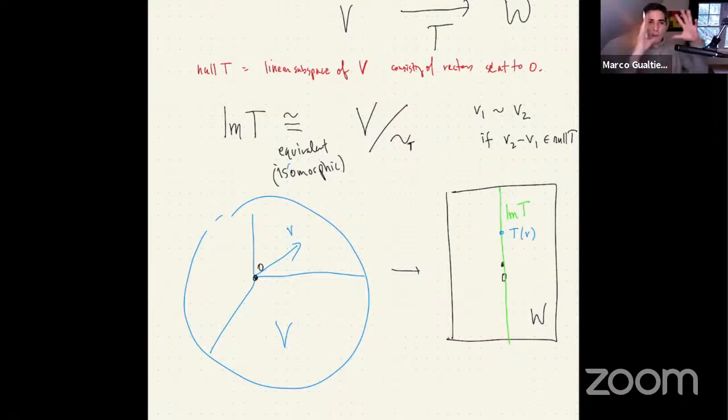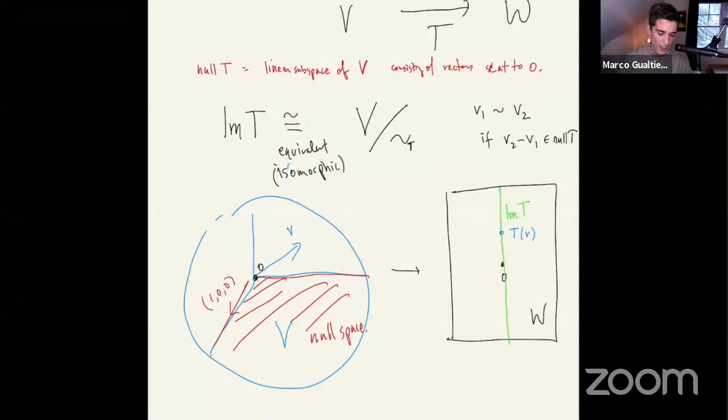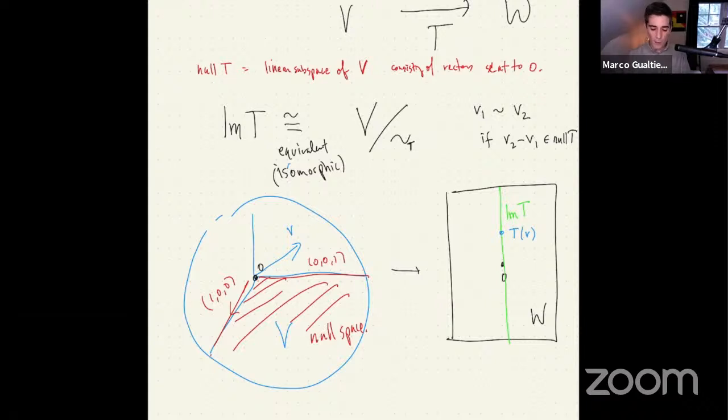So if this three-dimensional space is being sent to this one-dimensional subspace, then the way that it's working is that there must be a large null space. So it could be, for example, that all this is the null space. So the vectors, let's say, (1, 0, 0) and (0, 0, 1) are both sent to 0.